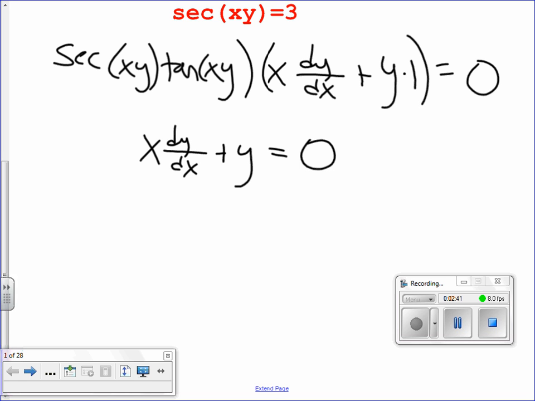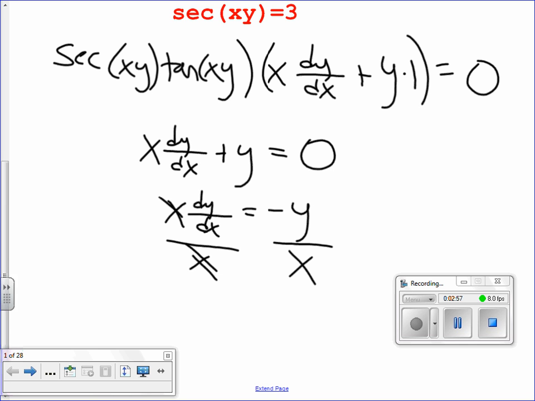And then we want only dy dx terms on the left, so we subtract y, and then we divide by x. So our derivative is negative y over x. Anyone get that? All right, you got it, and on your birthday. Nice.